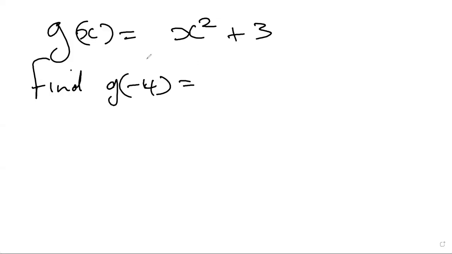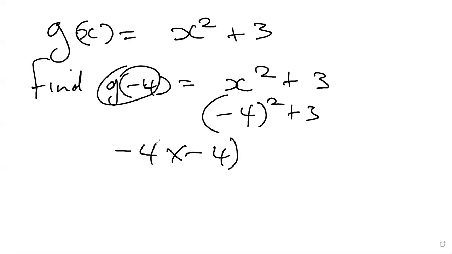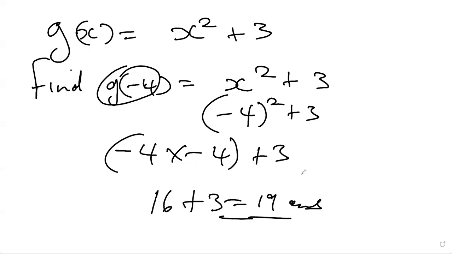So we have g of x is equal to x squared plus 3, and they ask us to plug in negative 4 for x. Literally, that's what they're saying. And here we see x, we put minus 4, so minus 4 squared plus 3. Remember, minus 4 times minus 4 is going to equal positive 16. Negative times negative is positive. So our answer is 19.